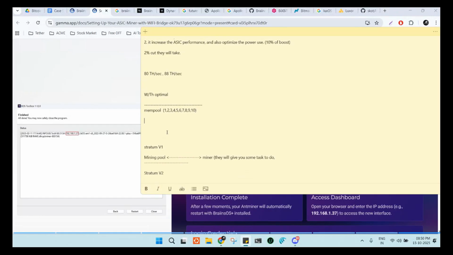And we will take an example of Foundry USA.